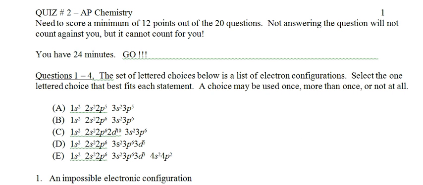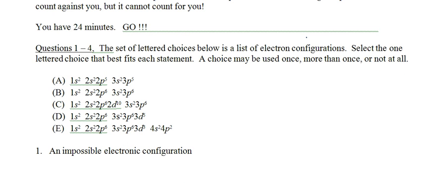Question number 1 through 4 states that the set of lettered choices below is a list of electron configurations. Select one of the lettered choices that best fits each statement. Choice may be used once, more than once, or not at all. Number 1, it says an impossible electron configuration.